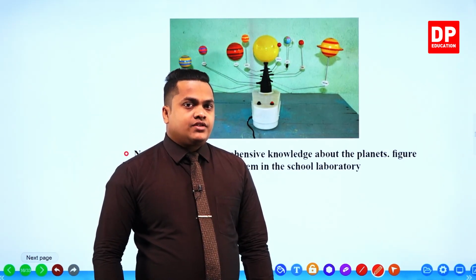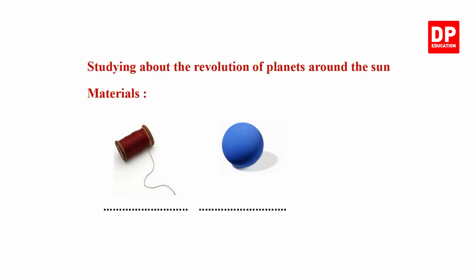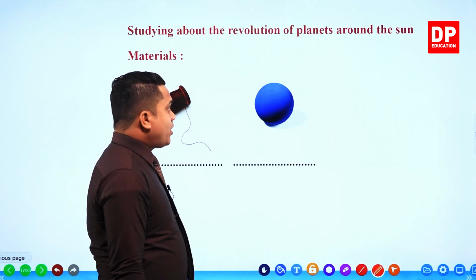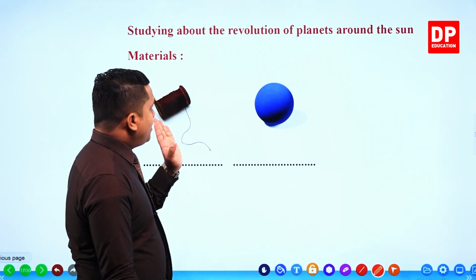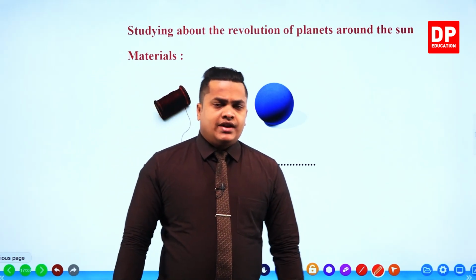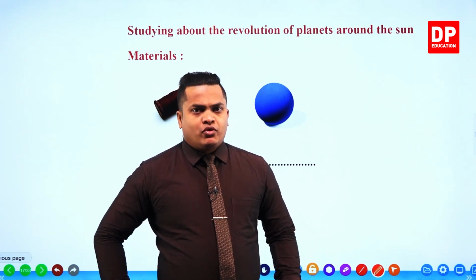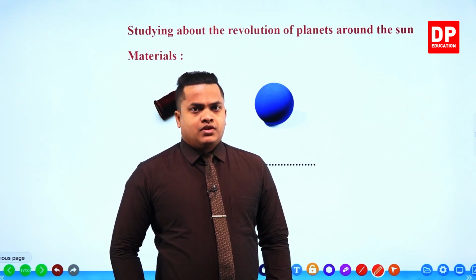Okay, so this structure is being used at laboratories to identify the planets. Right, my dear children. Now, within this activity, we'll be identifying a special property. These properties will be studying the revolution of planets around the sun. You know that our planet Earth is going to revolve around the Earth, no?